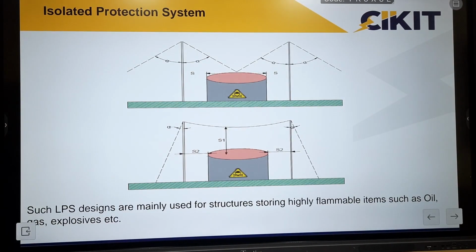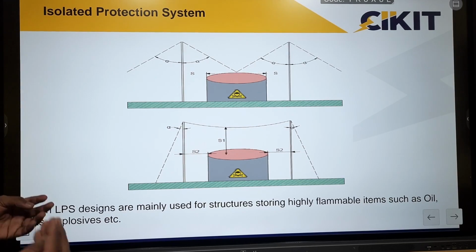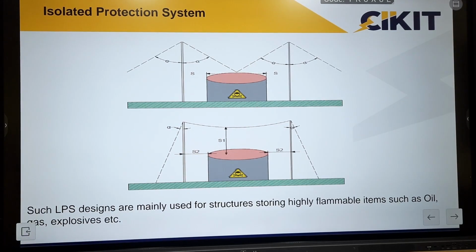So, isolated lightning protection system. This isolated lightning protection system is commonly used for explosive storage areas. If we are storing some explosives where we cannot place the air terminal or down conductor on the structure to be protected itself, then in that case we will place these components at some distance away from the building to be protected. That is commonly called an isolated lightning protection system.